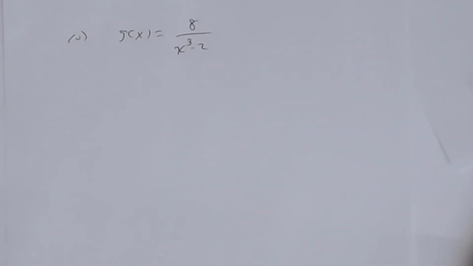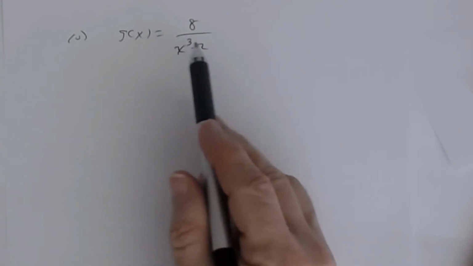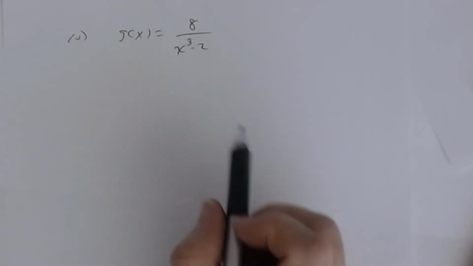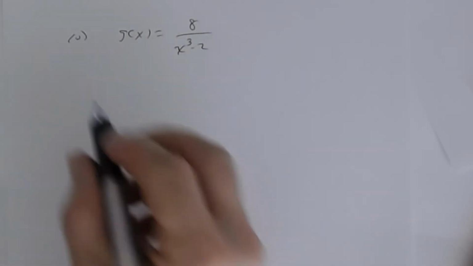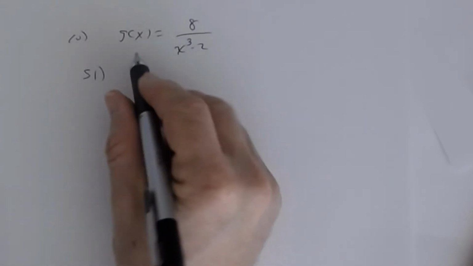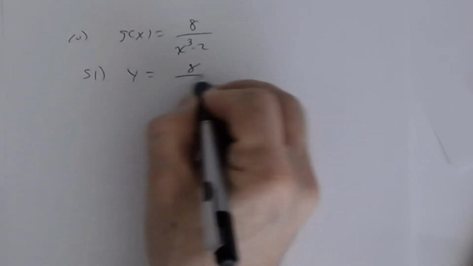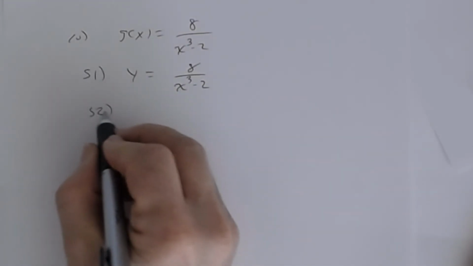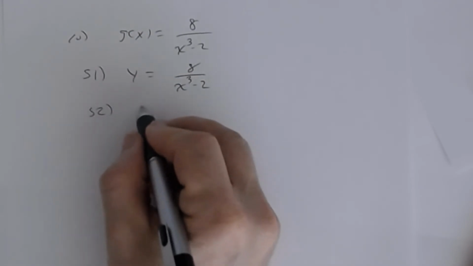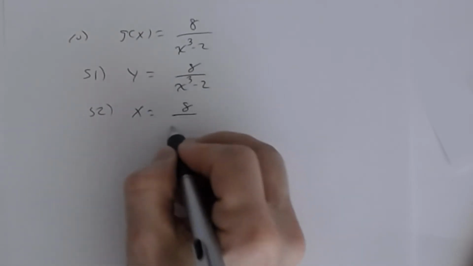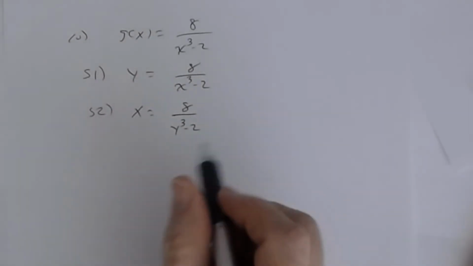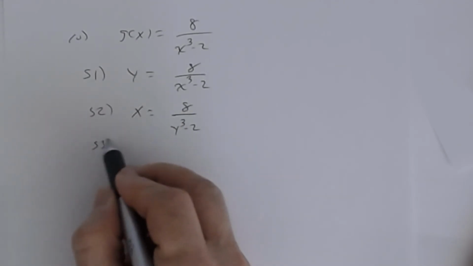So again, we have this rational function, except in the previous rational functions, the denominator was linear. This is cubic. Same idea. Let's see how far you can get. So replace g of x with y. So y equals 8 divided by x cubed minus 2. Step 2, interchange the coordinates. So x equals 8 divided by y cubed minus 2. And then step 3 is to solve for y.